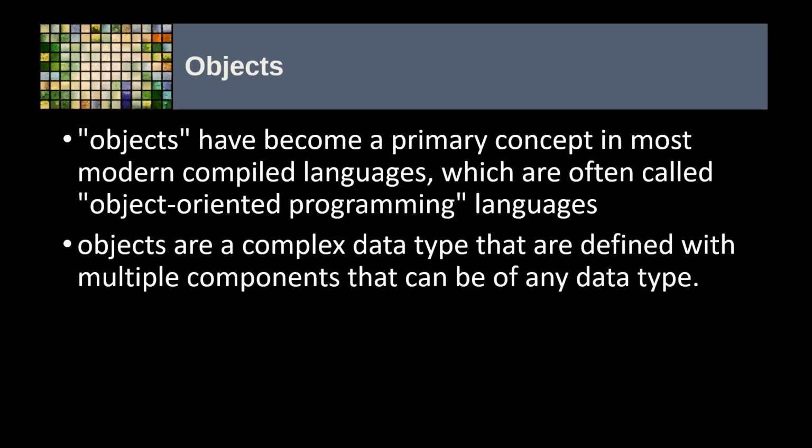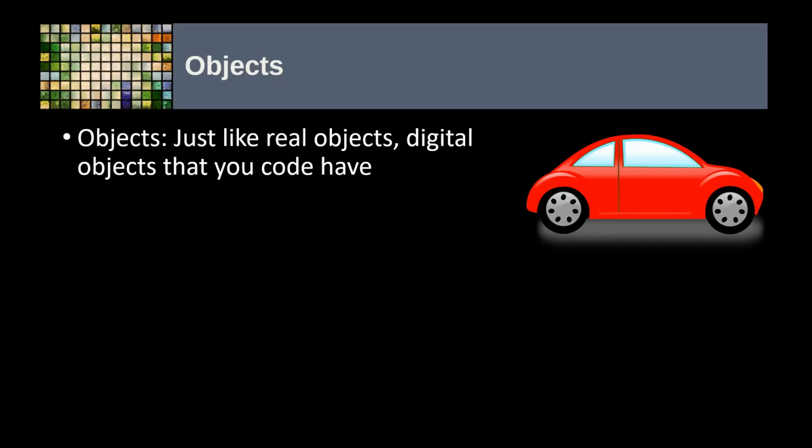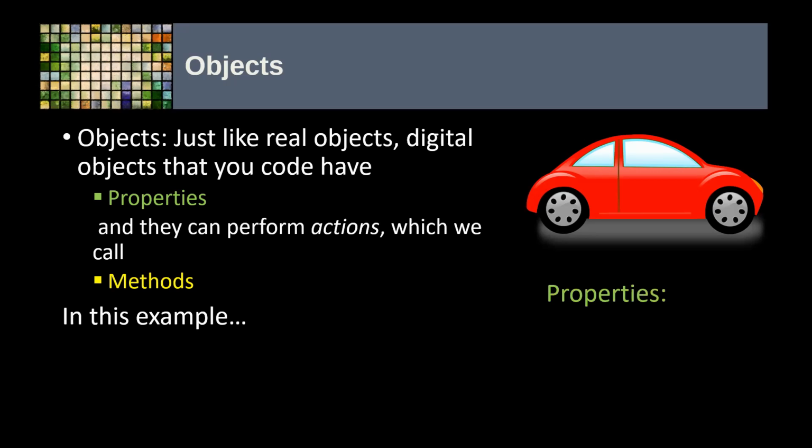If you remember back in Module 2, we talked about the math object. That's a predefined object that has a whole bunch of methods. We're going to talk about the programming version of objects at length, but let's start with a human example. Just like real objects, digital objects that you code have properties, and they can perform actions, which we call methods. In this example, properties would be things like the make, the model, the color of the car. Every car has those attributes, and you could define those for every car around. Those would be the properties of the object car.